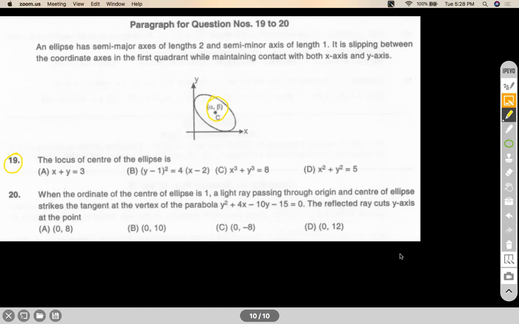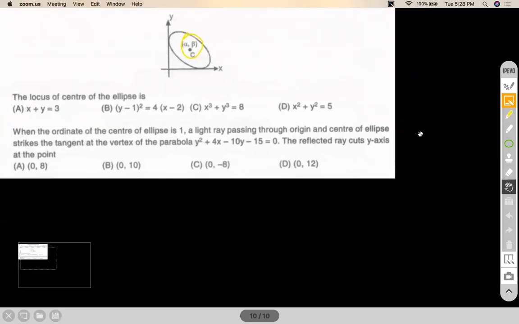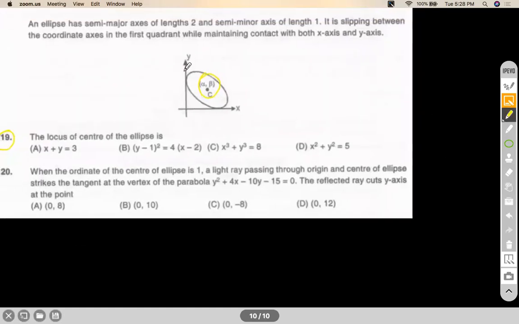Okay, so most of you have gone with D for dog. See here, we must all understand that your coordinate axes are like tangents to this ellipse. And because they are meeting at right angle, basically, origin must lie on the director circle.